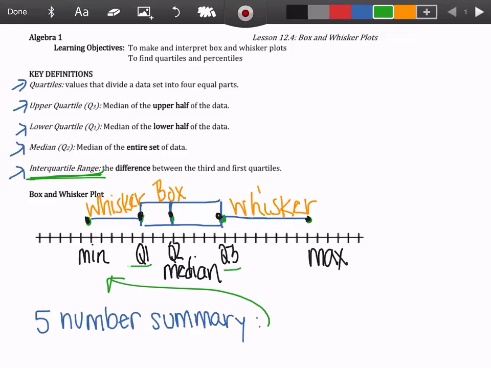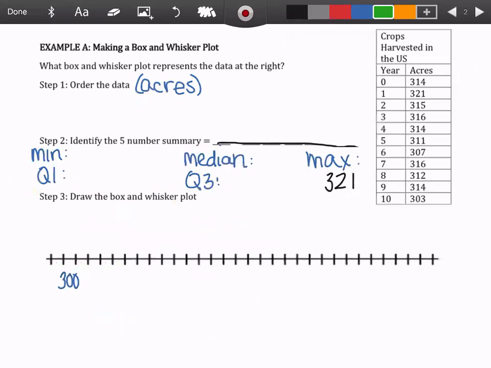So now, given a data set, we are going to make our own box and whisker plot. Looking at example A, we have data here: crops harvested in the US. We have 10 years worth of data, with all these different amounts of acres of crops that have been harvested. You are going to order the data first. That's going to be our first step here.